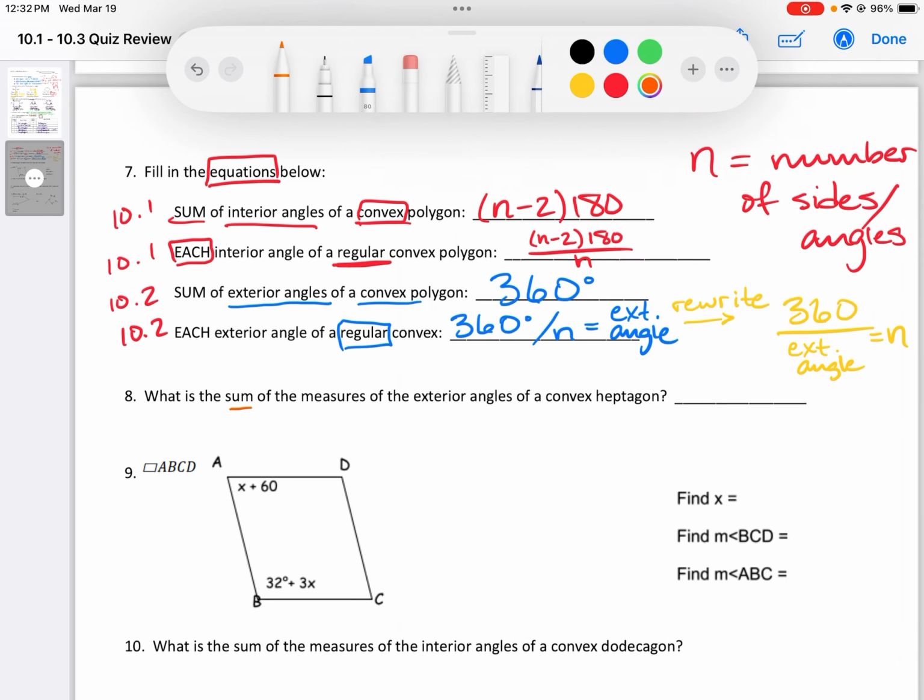Next question. What is the sum of the exterior angles on a convex heptagon? Now, a heptagon does have 7 sides, but that doesn't matter when we're looking at exterior angles because the sum is always going to be 360 degrees.